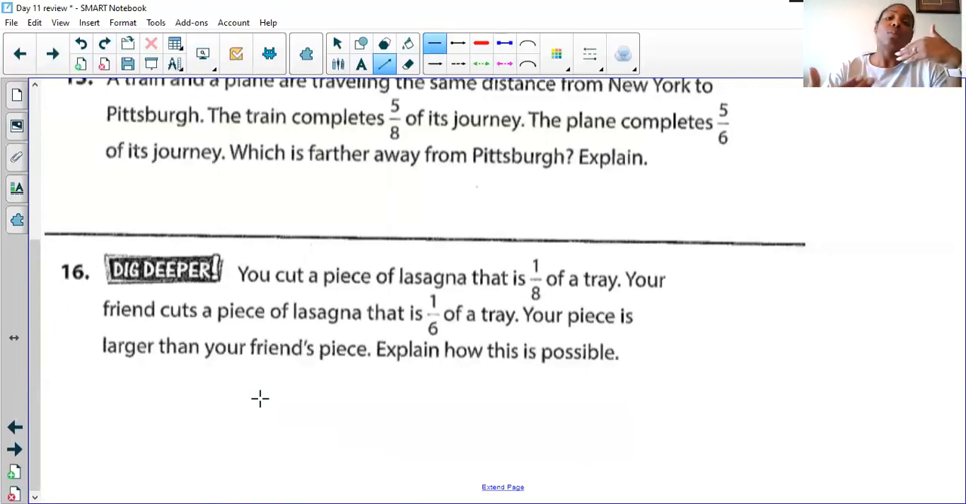So if you want, you can go ahead and draw your model. So on one, it'll be 1/6, 1 out of the 6, and on the other, it'll be 1 out of the 8. Or you don't even have to draw the model, because they just told you that your piece, which is 1/8, is going to be larger than your friend's piece. Explain how this is possible. Is that even possible? Yes or no? So at this time, I want you to go ahead and complete question number 16. So literally 14 through 16, I want you to go ahead and pause the video, and I'll be here when you get back.